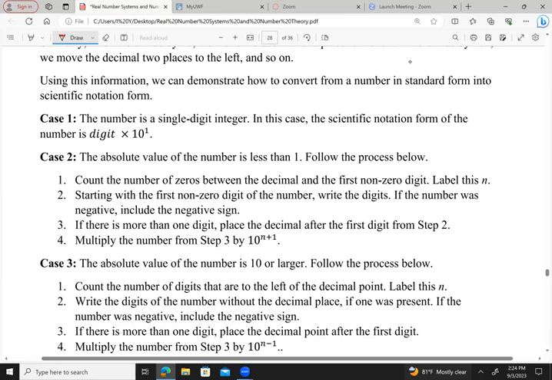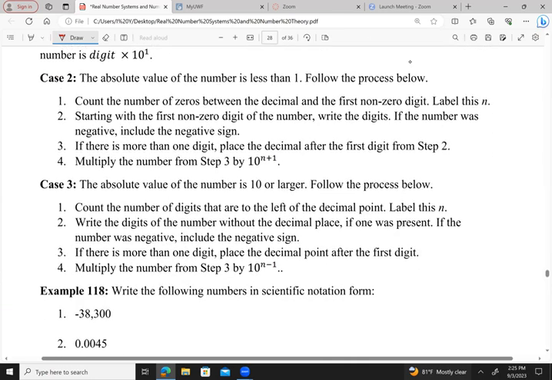If the absolute value of the number is less than 1, you would follow the process below. Count the number of zeros between the decimal and the first non-zero digit. Label this n. Starting with the first non-zero digit of the number, write the digits. If the number was negative, include the negative sign. If there's more than one digit, place a decimal after the first digit from step 2, then multiply the number from step 3 by 10 to the negative n plus 1.